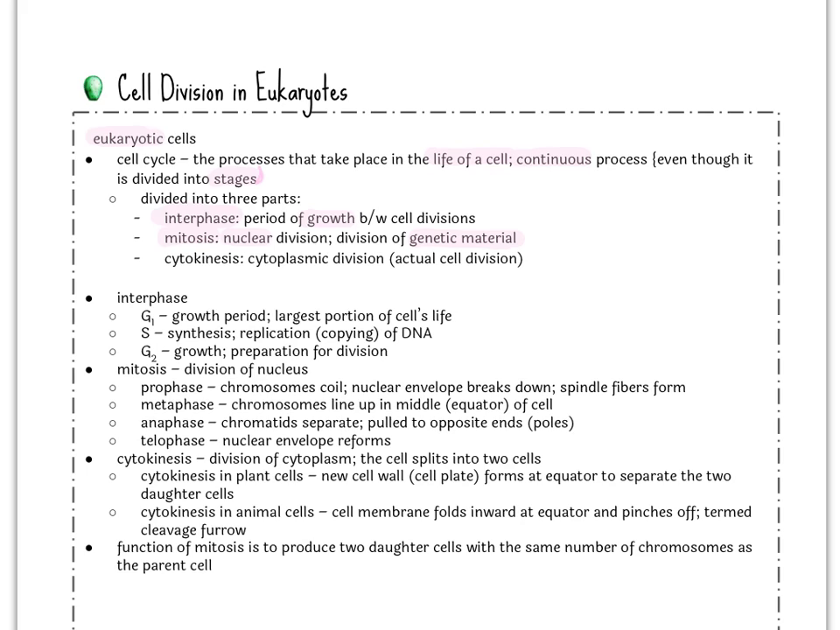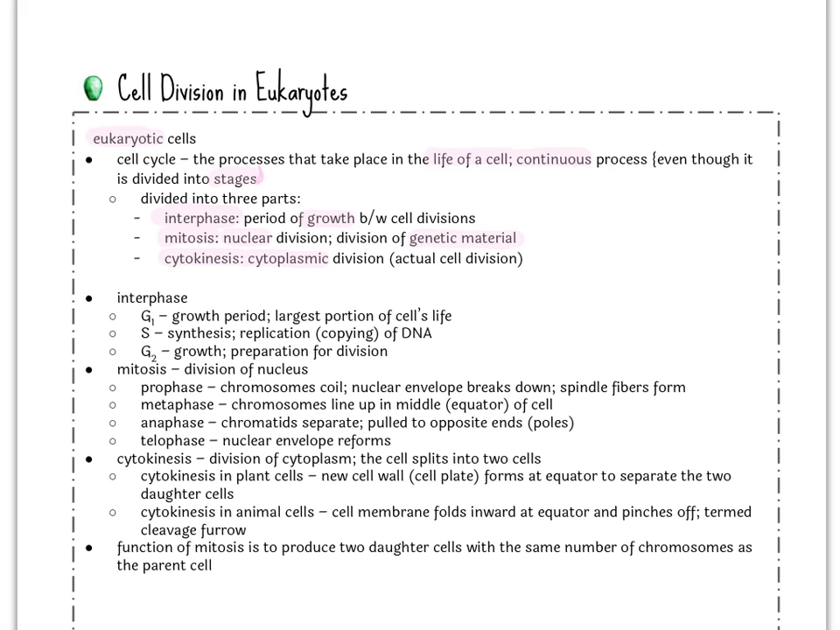And then the third part of the cell cycle is cytokinesis. And cytokinesis is just the division of the cytoplasm. So that is actually when the cell divides and becomes 2. In these other 2 parts of the cell cycle, it's still just the one cell. And then here, it becomes 2.